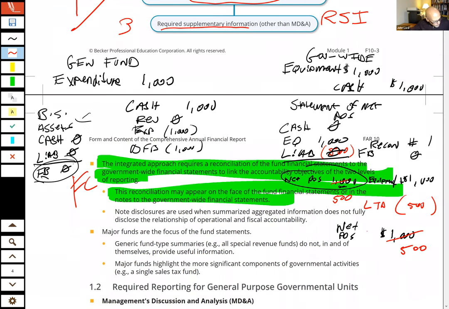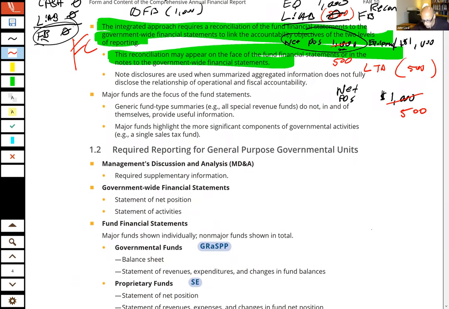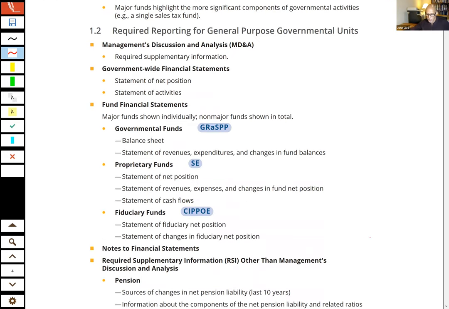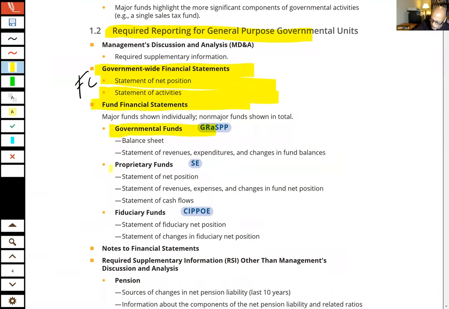Okay, good. Now I want you to make a flashcard here, guys. I need you to know the names of every single one of the financial statements that are prepared at these different levels. For the government-wide statements, it's the statement of net position and the statement of activities. Flashcard that.